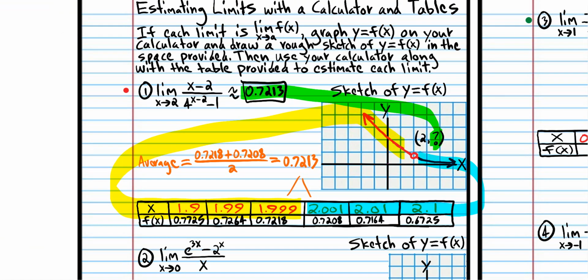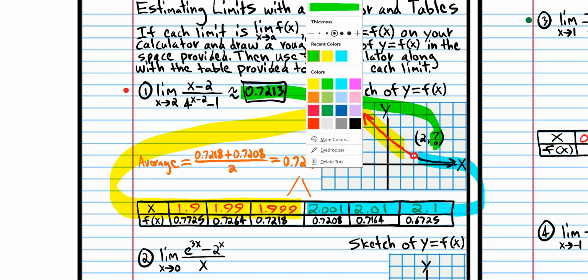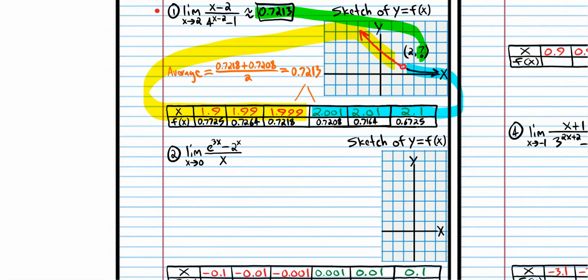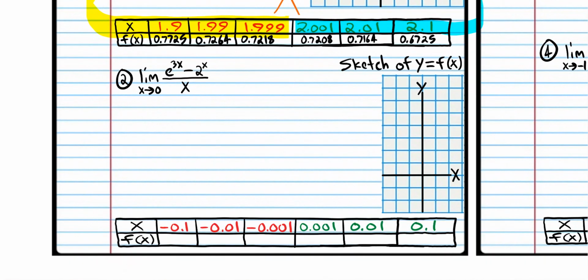So as x gets closer and closer to 2, this purple expression here gets closer and closer to a number that is roughly equal to 0.7213. Alright, so as you can see, this is really not that difficult. It's just kind of tedious.